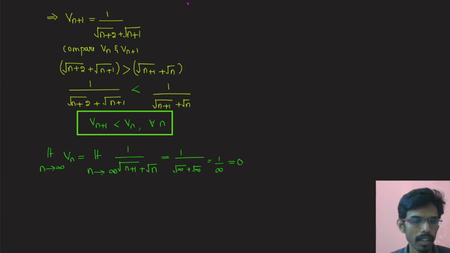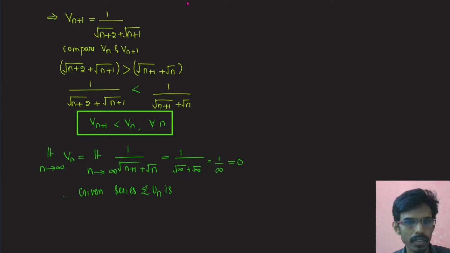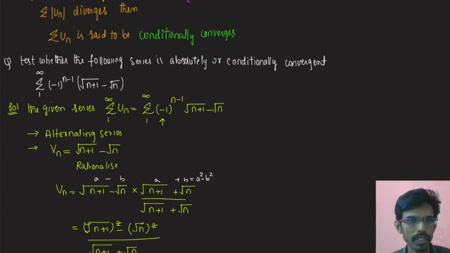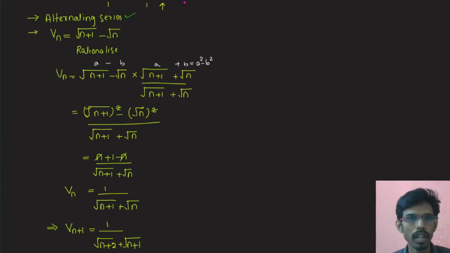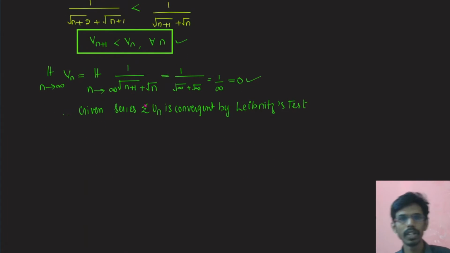So we can say the given series sigma Un is convergent by the Leibniz test, based on these two conditions, this one and this one. One more is that it is an alternating series. These are the three conditions of the Leibniz test. So it is convergent.